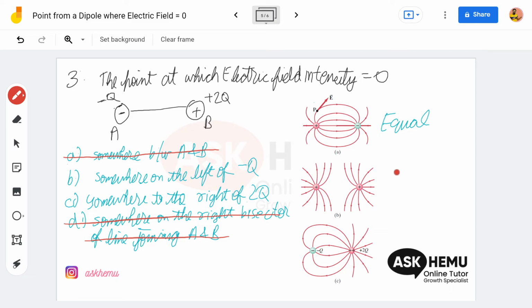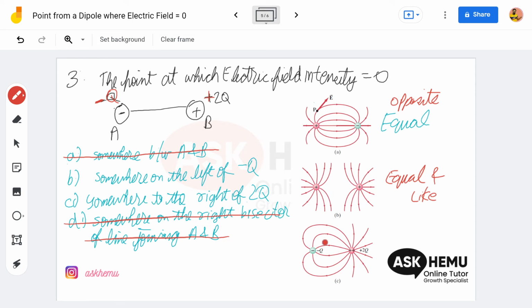So when the charges are in fact equal and like charges, then the point at which the electric field is equal to 0 can be in the middle, because then the field lines are actually diverging away. So in that case, you can have it somewhere between A and B. But in our situation, it's clearly given it's minus and plus, so both charges are opposite to each other.